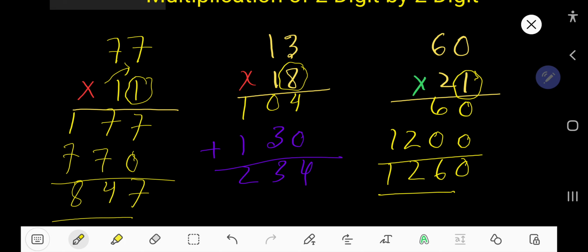So this is the way to multiply a 2-digit number by another 2-digit number.